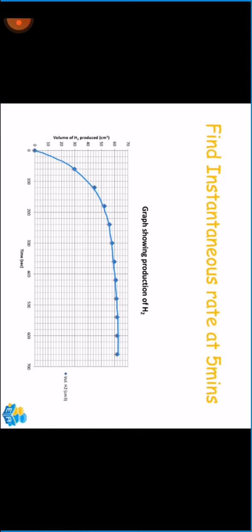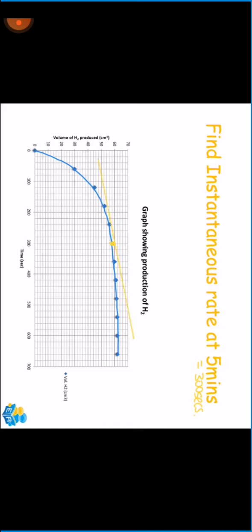So the question asks us to find the instantaneous rate at 5 minutes. Now, 5 minutes is in the question, but our graph shows the x-axis in seconds. So it's good practice to convert the 5 minutes into seconds, and I know that 5 minutes in seconds is 300 seconds. So I need to draw a tangent to the curve at 300 seconds, which is here where I've just marked my yellow mark.